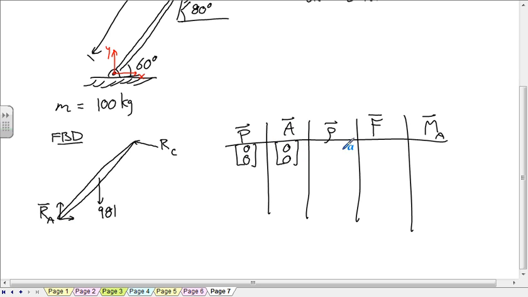So the row vector is 0 minus 0. The force vector is RAX, RAY, and take the cross product and you get 0 moment. And now we can go on to the weight force. What's the location of the weight force? Yeah, 0.25, 0.433, I think.